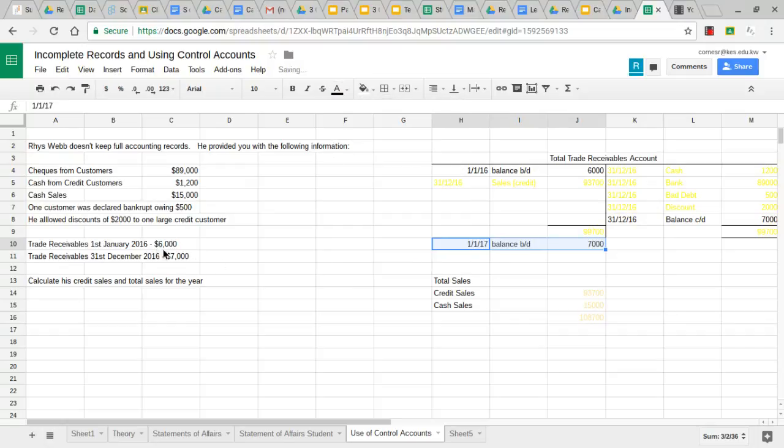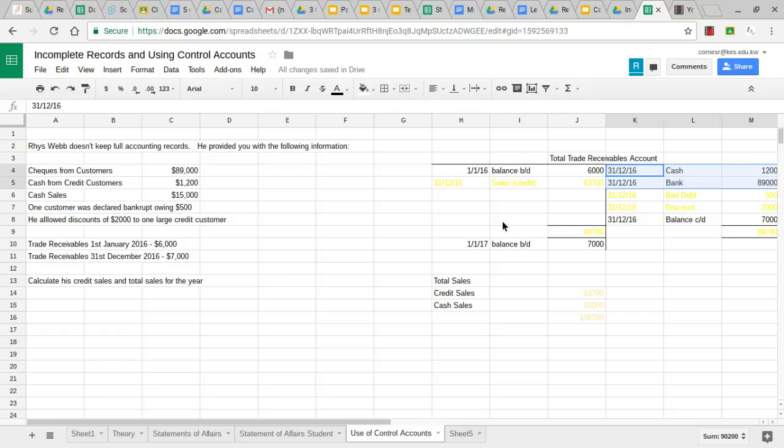Now, all the other information in here goes on the credit side because, and this one here in particular, the cheques from customers and the cash from credit customers, very often students want to put them on the debit side because they think they are the sales. The sales happened when the goods were exchanged, not now when the money is actually paid. That's recovering the debt.